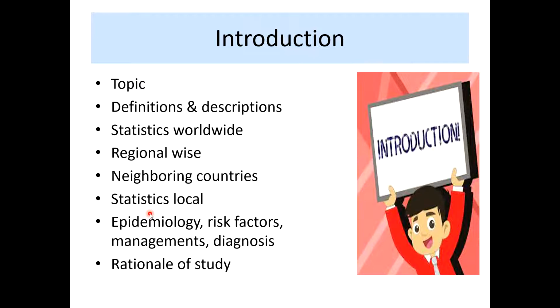So you will start from the definition of mental health. You will start from the definition of the healthcare workers and the nurses who are working. Then you will tell us about the statistics of interest of your topic. Then you will go region-wise, to neighboring countries, and then the local and national statistics. You will also discuss in the second paragraph of the introduction what the epidemiology of the title of your research work is, what risk factors are involved, how you can manage them, and what the different diagnostic criteria are. Depending upon the title on which you want to work, you will phrase your next two paragraphs.